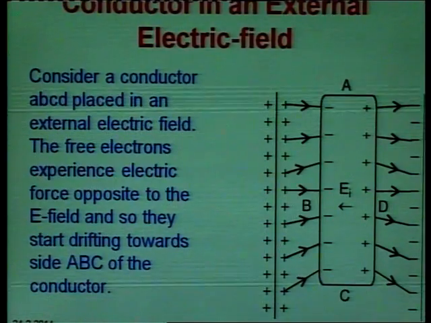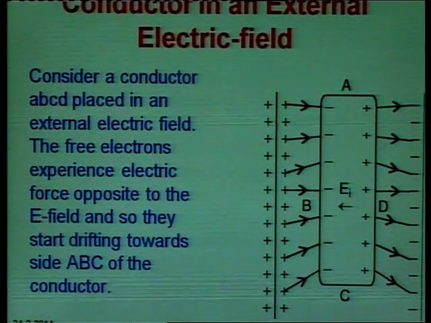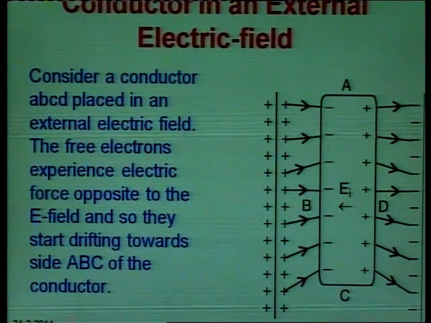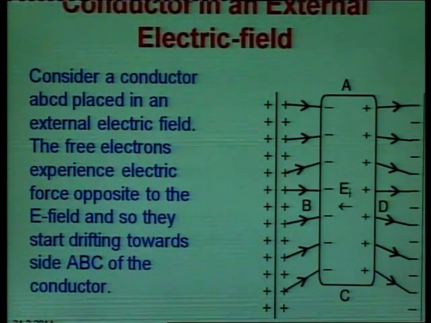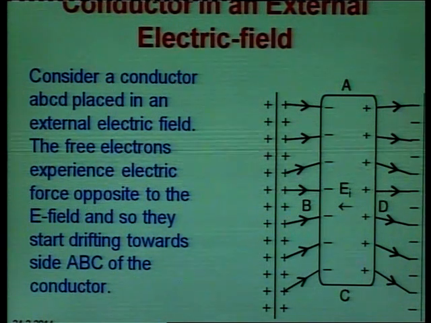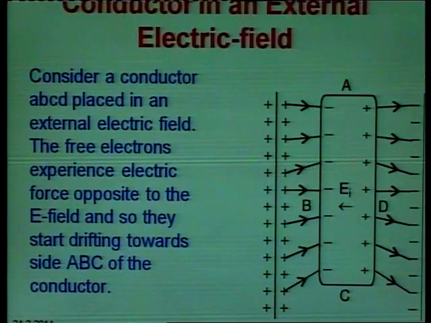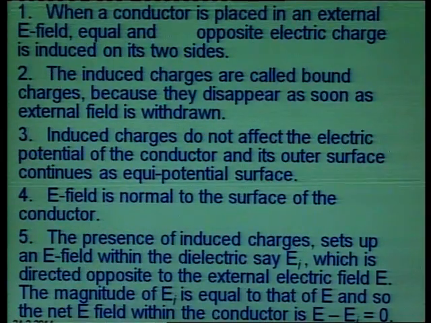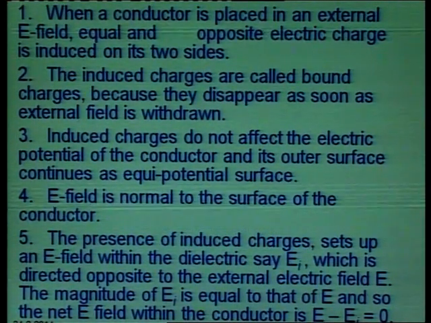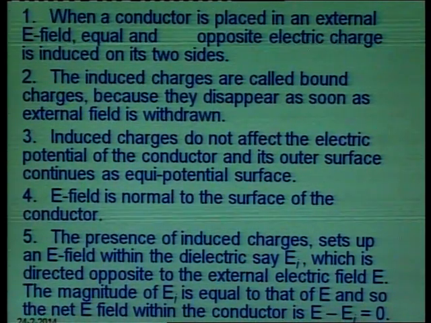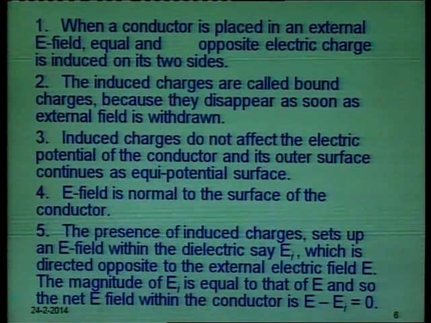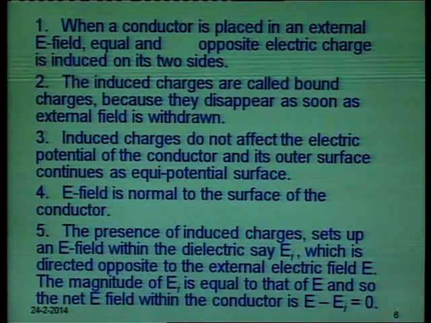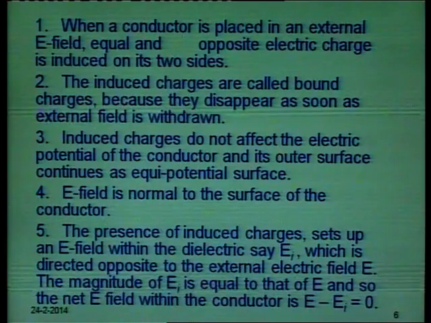Let us see what happens when you place a conductor in an external electric field. Let us consider a conductor ABCD, which is placed in an external electric field. The free electrons experience electric force opposite to the electric field, and they start drifting towards the side ABC of the conductor. When a conductor is placed in an external field, equal and opposite charges are induced on its two sides. These induced charges are called bound charges. Why do we call them bound charges? Because these charges are going to disappear as soon as the electric field that has been applied externally is withdrawn.